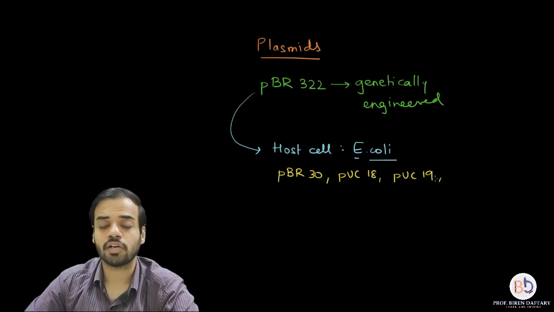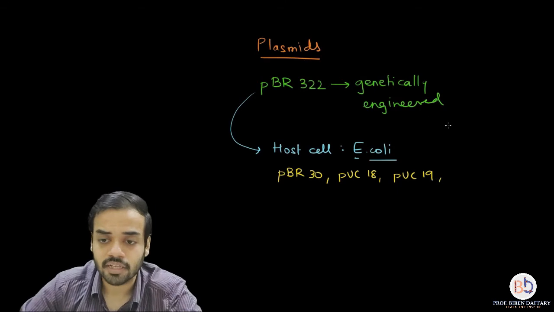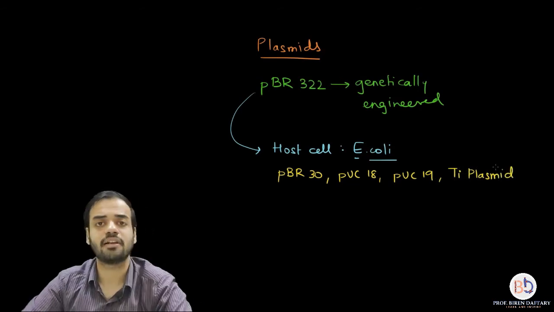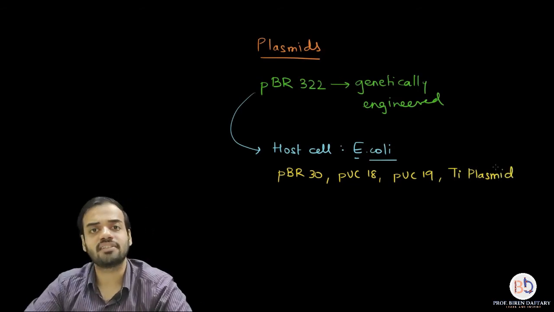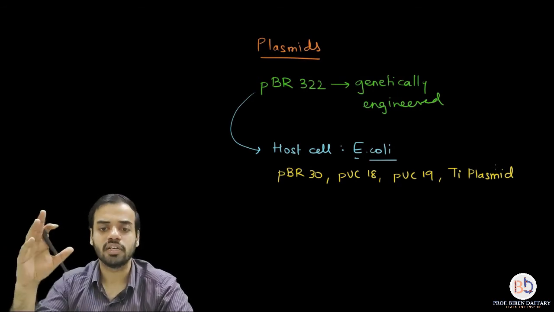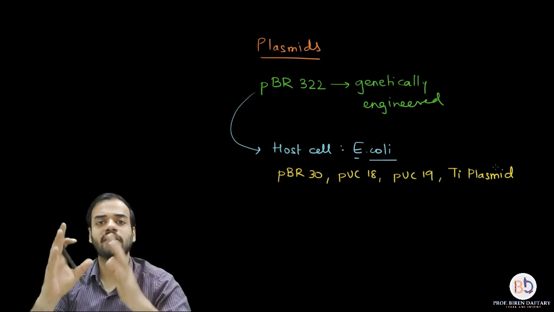If you want a plasmid which is a natural plasmid, then I will write down the name: the Ti plasmid. We are going to learn about that in this lecture itself. The Ti plasmid is a naturally occurring plasmid. However, we do modify it for our uses. Is this clear? So these are some of the plasmids which are present.